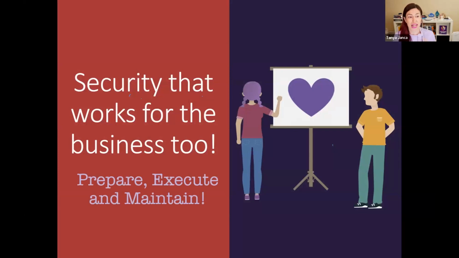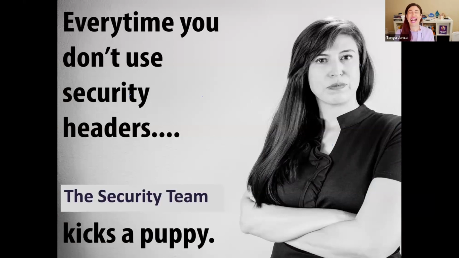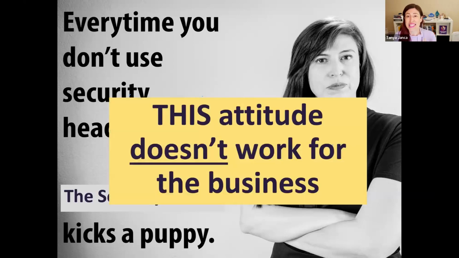And we're still going to prepare, execute, and maintain. And so one of my friends made this, except for instead of the security team, it was a very famous, very, very rich man. But every time you don't use security headers, the security team kicks a puppy. So this type of attitude does not work. Like the big bad security team that's here to tell you how bad you are, it does not work. Punishment rarely works. Positive reinforcement tends to work way better. Like if you look at statistics, it works so much better than punishment for most people, other than violent crimes, but I digress.